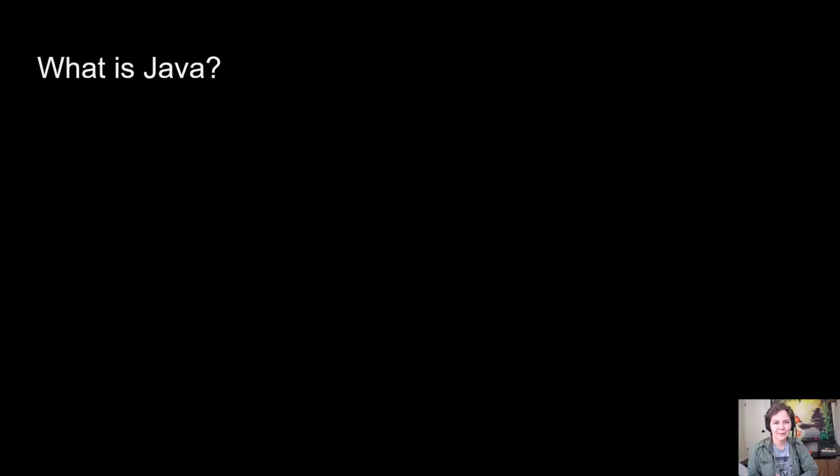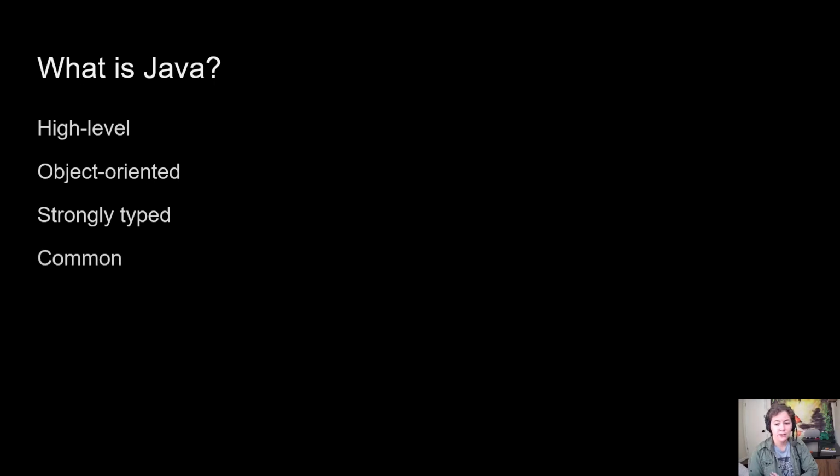Before we get started, let me first introduce you to Java and processing. So what is Java? Java is a high-level, class-based, object-oriented programming language. It is also a strongly typed programming language because every variable must be declared with a data type. And Java is also a very common programming language to be used and also to be taught.